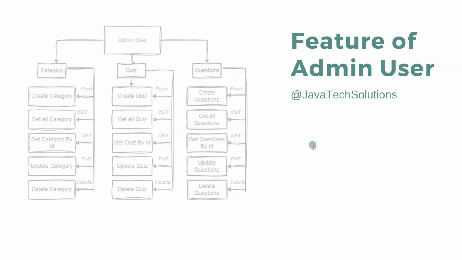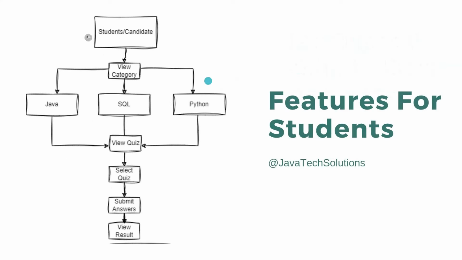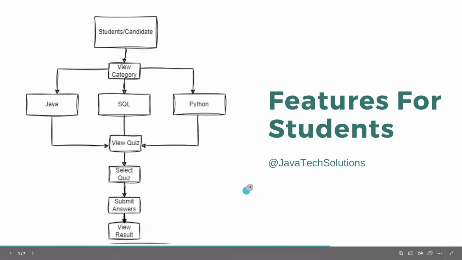Next, if we talk about the features for the students, what a student or candidate will do: they can view the category. From there, they will select different types of category, like maybe Java, SQL, or Python. Whatever they choose, based on that they will get the quiz. From there, they will select the quiz and submit the answers, and then finally they will view the results.